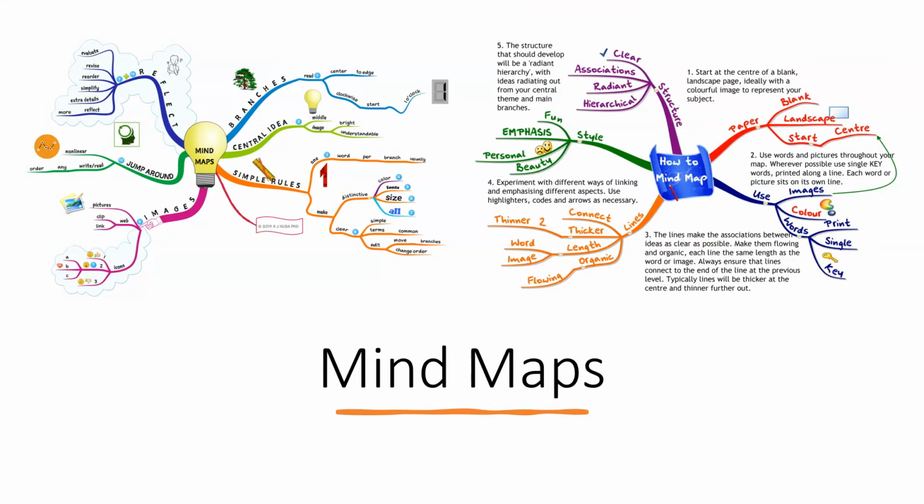Okay, so different revision techniques. I just talked about them. Let's have a look at them. First of all, there's mind maps. Now, with mind maps, you start off with that key concept in the middle, okay, and then you branch off to further concepts around that key concept.